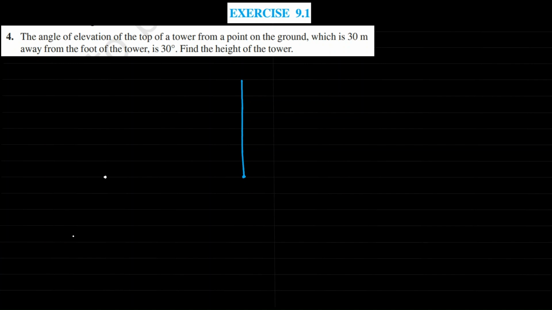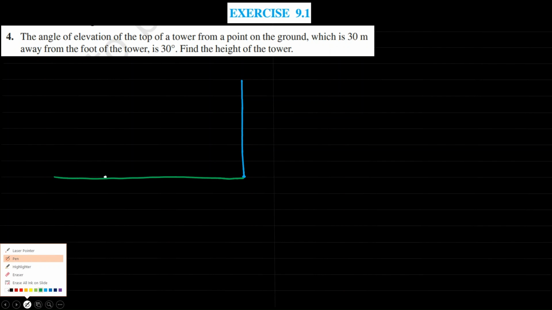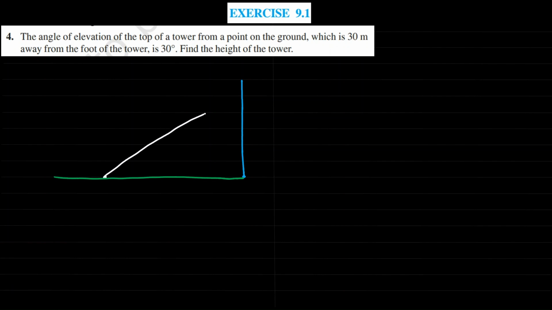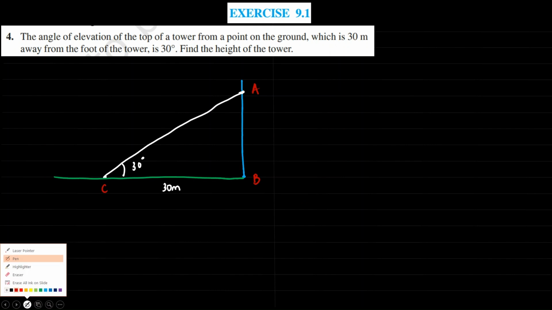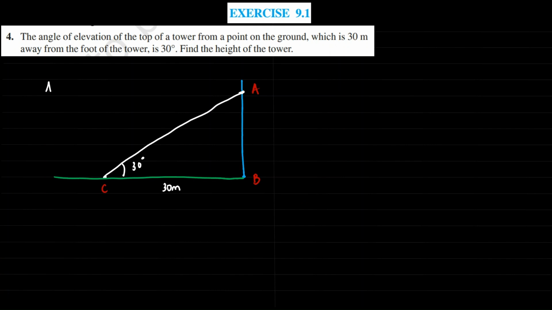So there is a point on the ground, and let me consider this as the ground. There is a point on the ground, and from this particular point the angle of elevation of the top of the tower, so this way, right, it is how much? 30 degrees, and the distance is 30 meters, right? Let me name this as A, B, and C, right? Find the height of the tower. So we need to find out what is AB. So AB is question mark. This is what we need to find out.